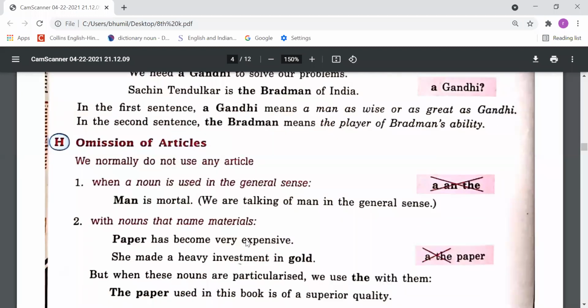Now, omission of articles. We normally do not use any article when a noun is used in a general sense. Man is mortal. With man, there is no need to use any article when it is used in a general sense. So we are talking about all men, right? Next, point number 2, with nouns that name materials. There is no need to use any article, like: Paper has become very expensive. She made a heavy investment in gold. Gold, silver, paper, iron are all material nouns. So with a material noun, there is no need to use any article.